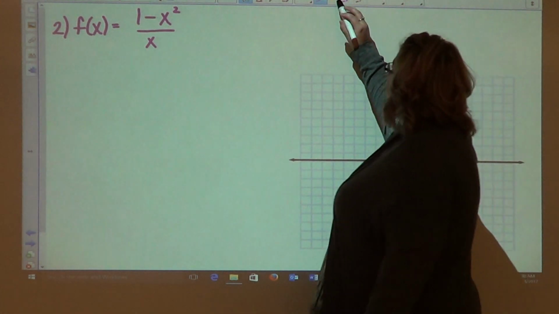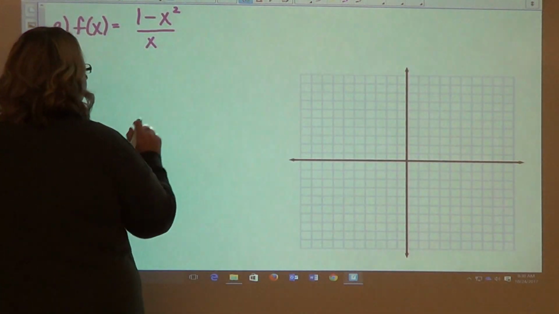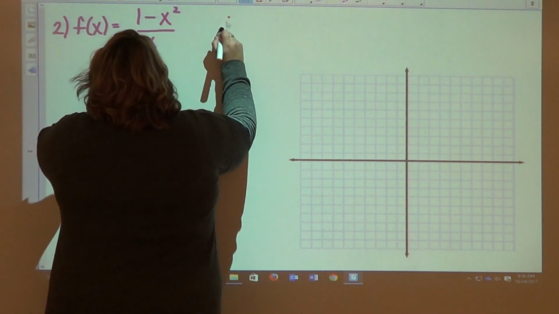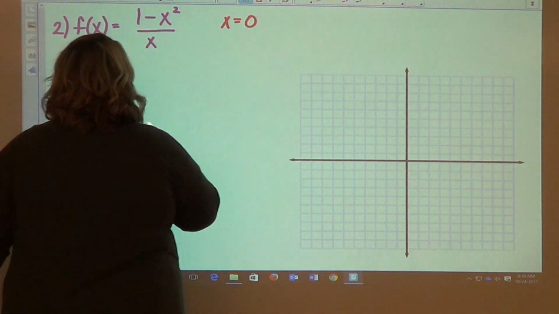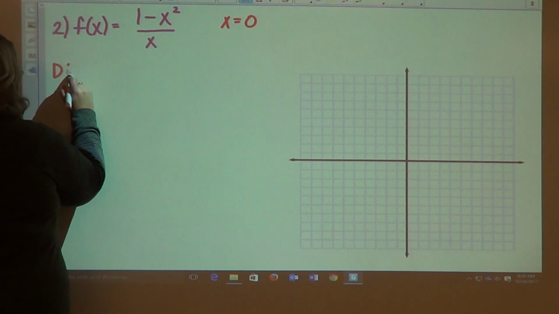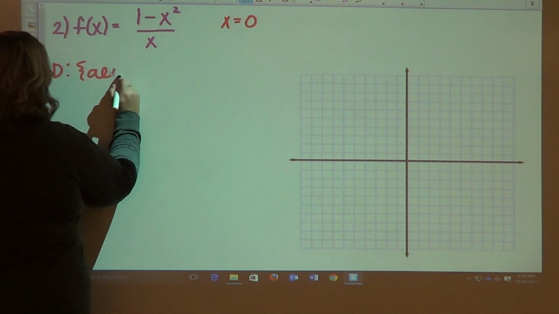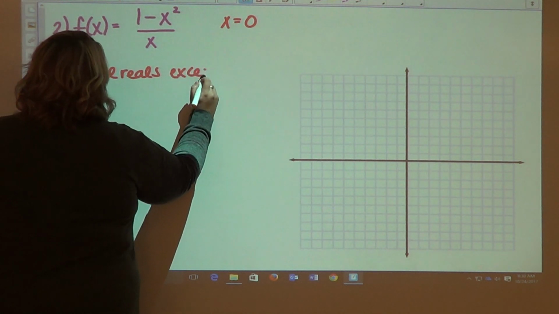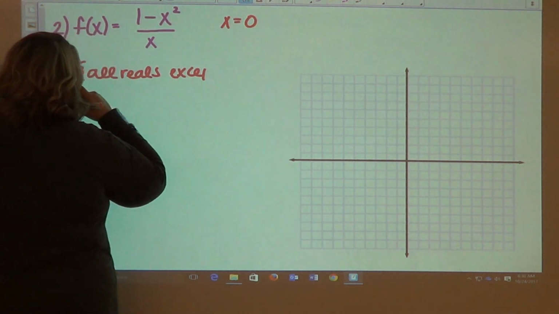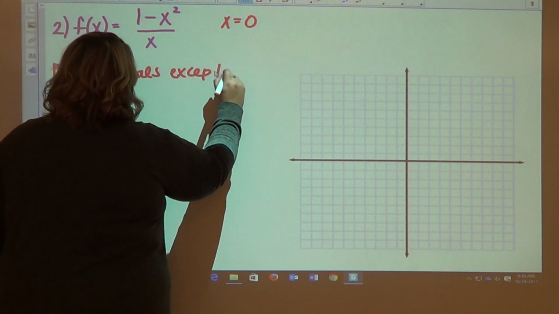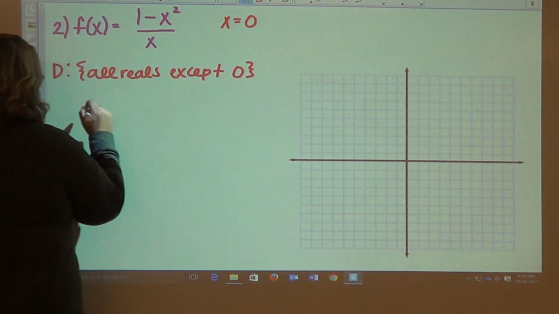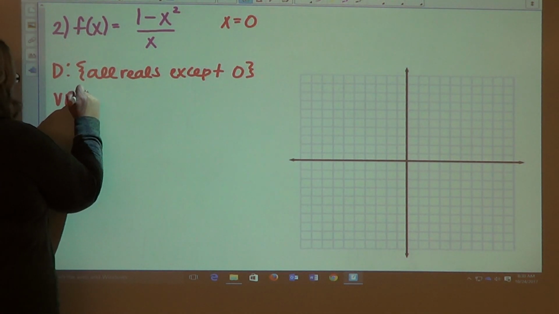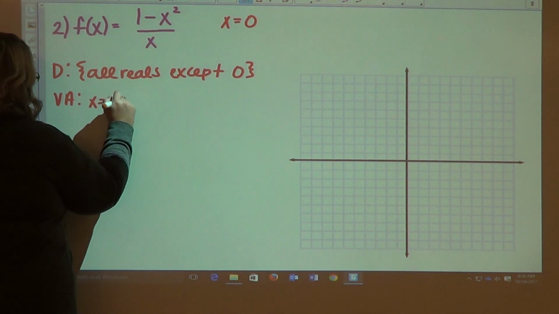Okay, so first thing I'm going to do is find my domain, so I set the denominator equal to 0. So x equals 0, so my domain is all reals except 0. So that means my vertical asymptote is x equals 0.